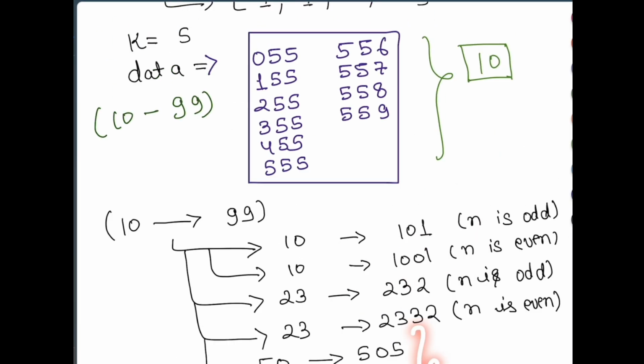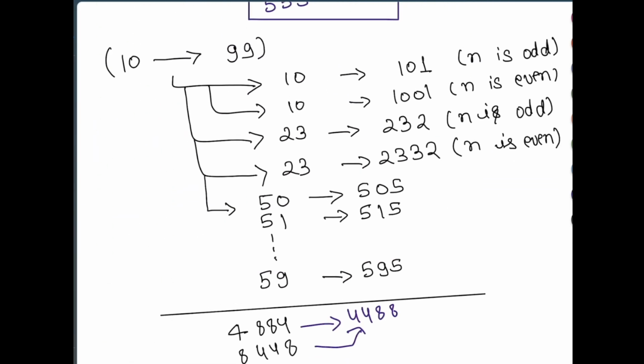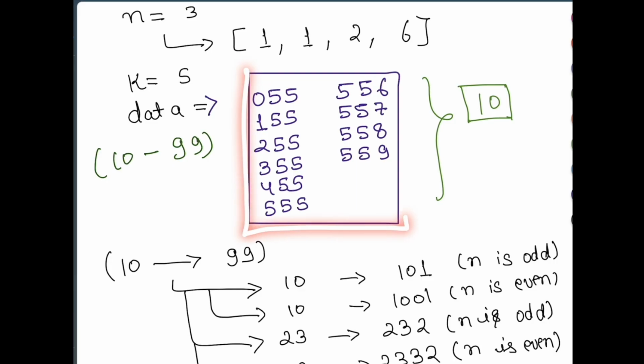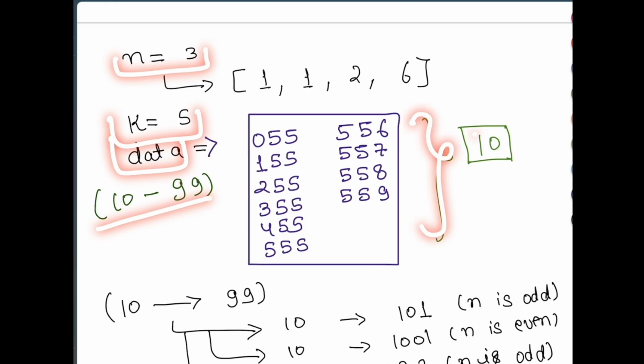So in this case, these are the numbers which are significant for us. We are going to store these numbers into the set we have created, right? We have created a set where we are going to store all the palindromic numbers divisible by k. So we first find all the palindromic numbers, and if they are divisible by k, we are going to store it into a set, right? So now the value of n is 3, k is 5, and we have a set of data because the range is 10 to 99, and this is our set which has 10 values.